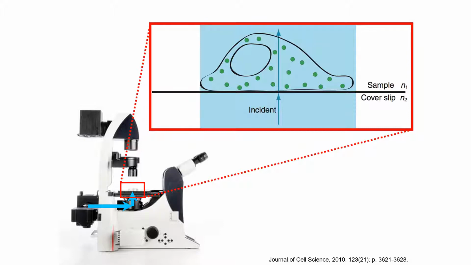Any fluorescent objects in the cells, represented here in this diagram by these green circles, will light up and emit fluorescence that we can view after passing through appropriate emission filters.